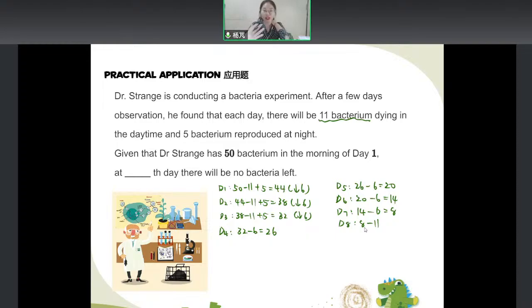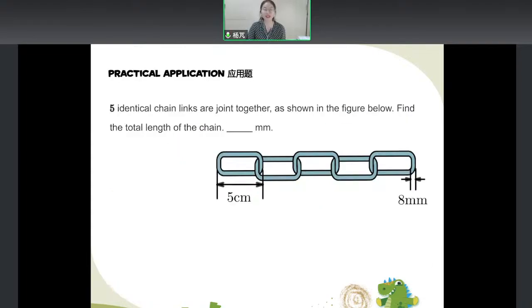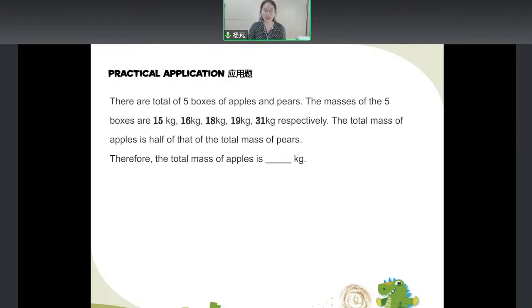The bacteria die first and then reproduce. So if we only have 8 bacteria, and 11 of them should die, but so far I only have 8, so all of them will die. So day 8, not nice. Be careful, be careful. Die first, so minus first, then plus. Okay, so far we have nearly done all of the questions.